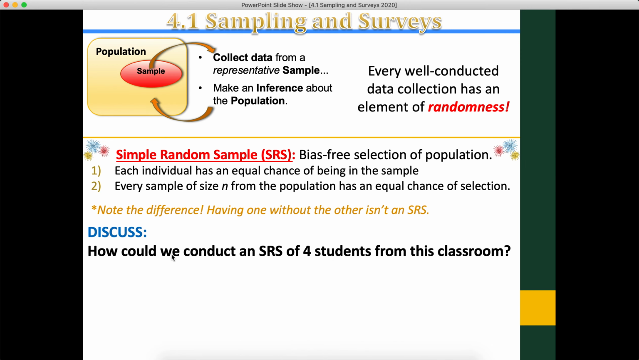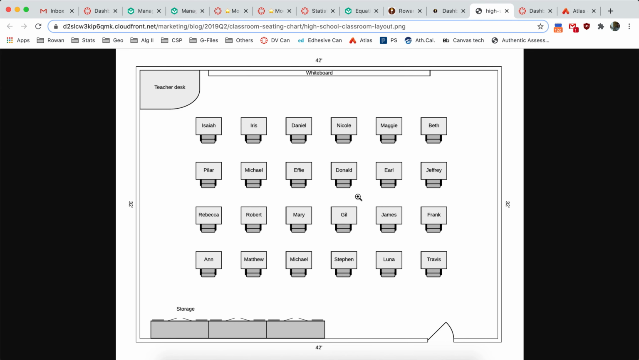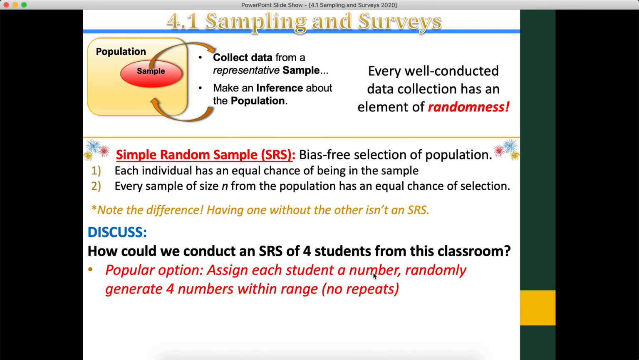So then the question would become, how could we conduct an SRS of 4 students from this classroom? What do you think? If I had to randomly select 4 students from this classroom, or if you had to rather, what would you do? How would you do it?